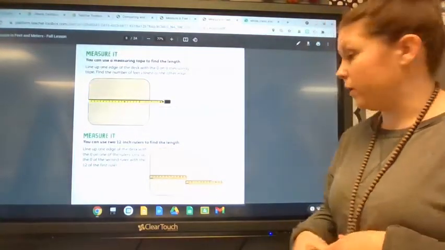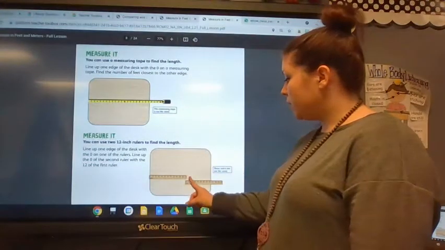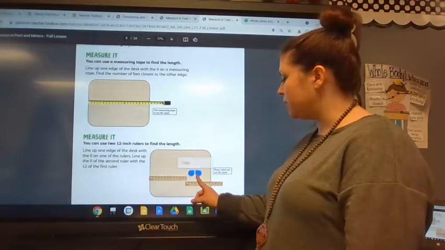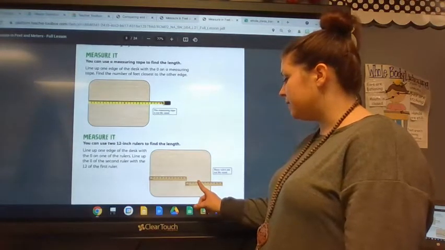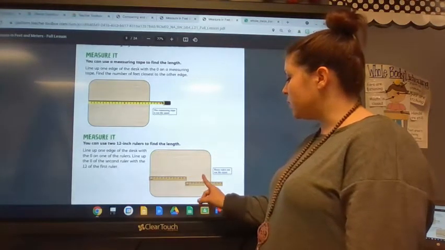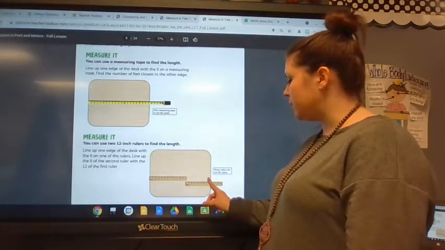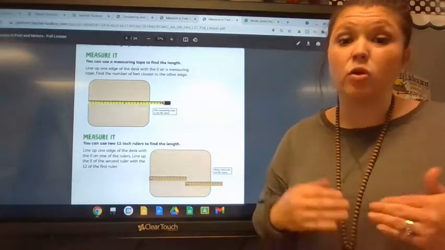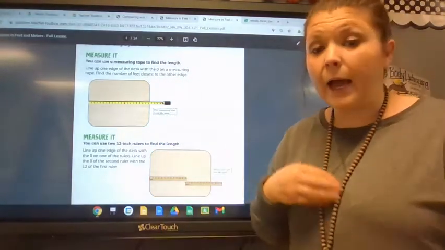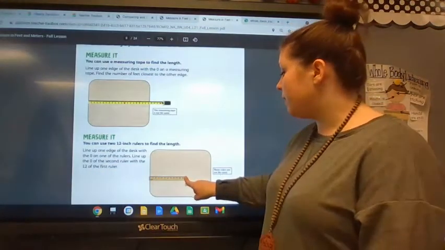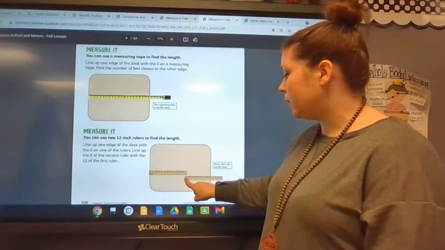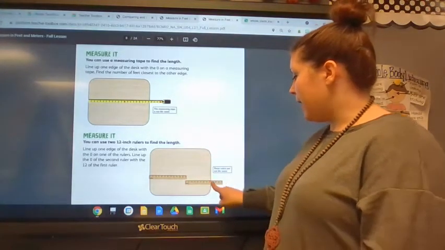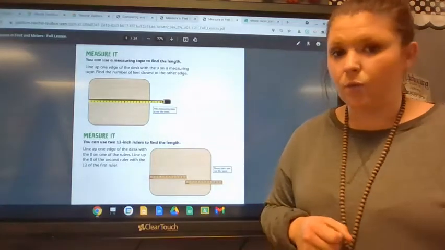We would have to add, wouldn't we? So we have 12 plus 1, 13, plus 2, 14, plus 3, 15, plus 4, 16, plus 1, 17, plus 1, 18, plus 1, 19, plus 1, 20. So the length of that desk is about 20 inches. I know that because this one ruler has 12 inches, and then we lined up our second ruler on that, at the 12, right, at the end of that, and then I counted to the end of that second ruler.